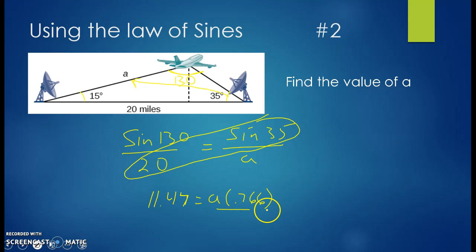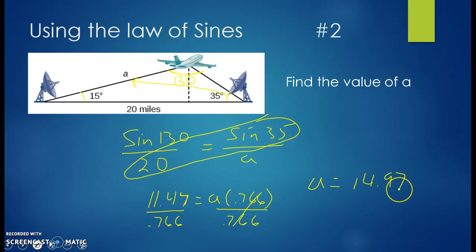So then to figure out what A is, I'm going to divide both sides by 0.766. These 0.766s will cancel, and I'll end up with A equals 11.47 divided by 0.766, which is 14.97. So that must be 14.97 miles. And that's the value of A.